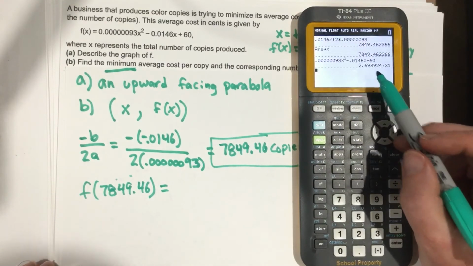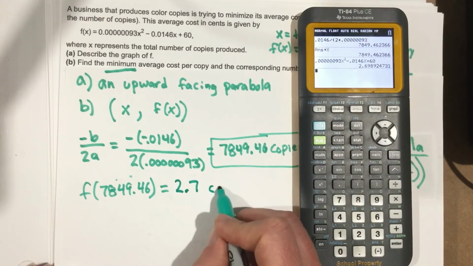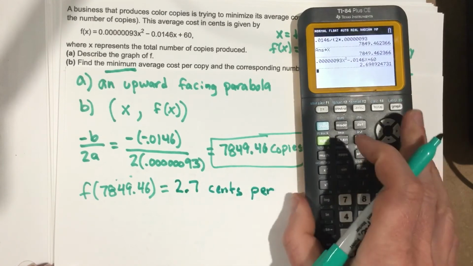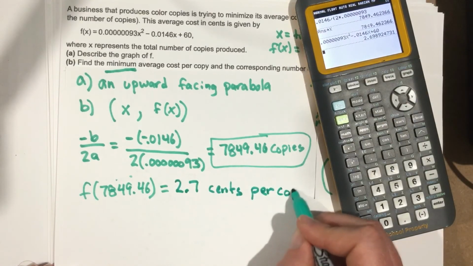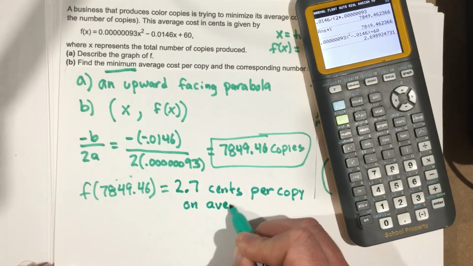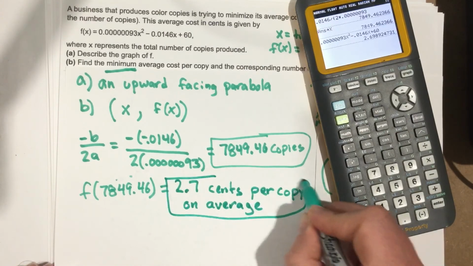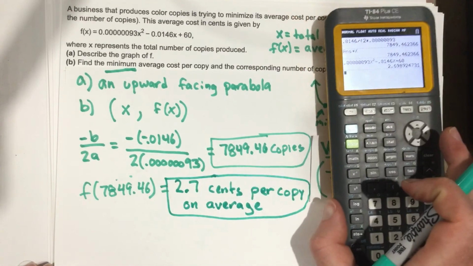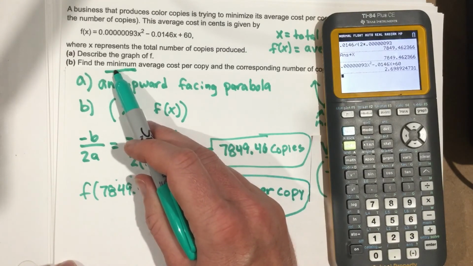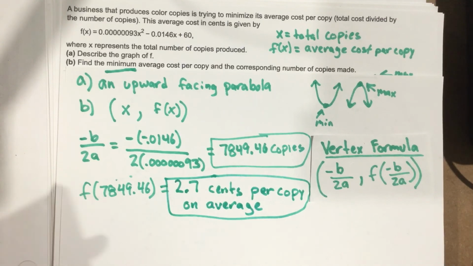That's, we'll round it to 2.7 cents per copy. And we'll say on average, because that's the average cost per copy. And that's how we come up with our solution. Remember, we knew this because of the minimum word. When they use minimum or maximum, we know we're going to use the vertex formula to find the minimum or maximum.